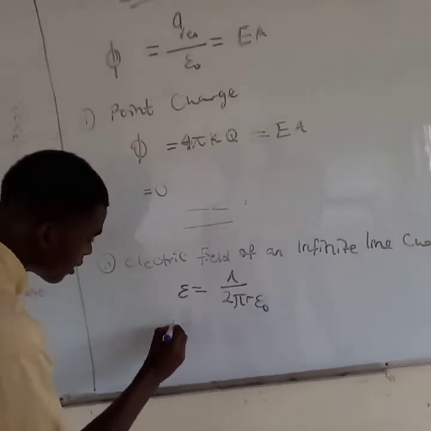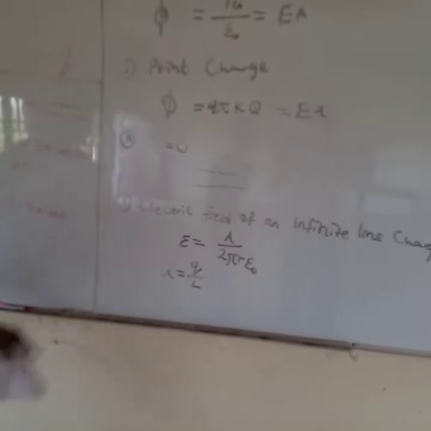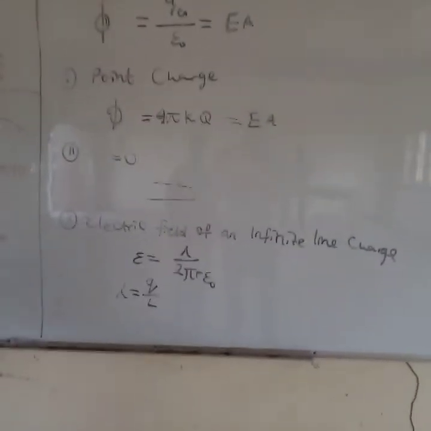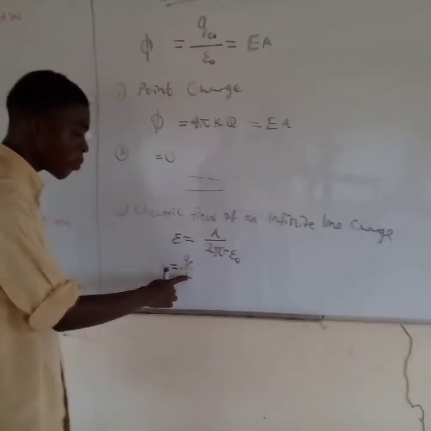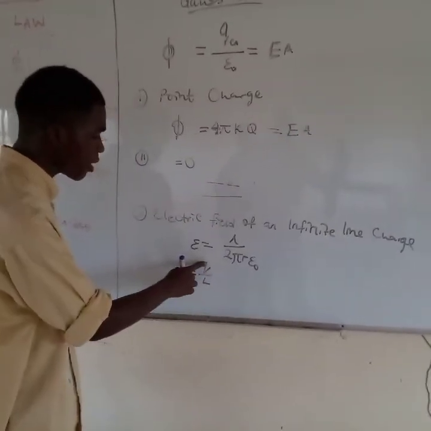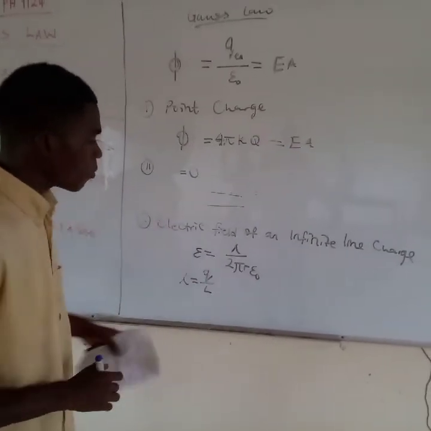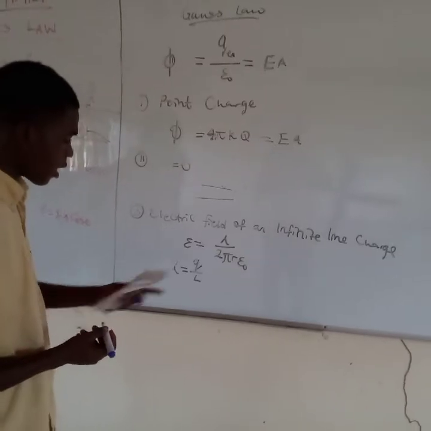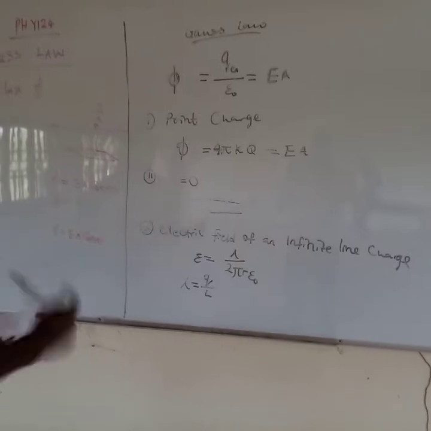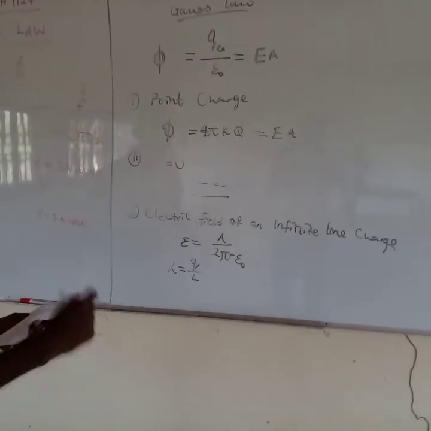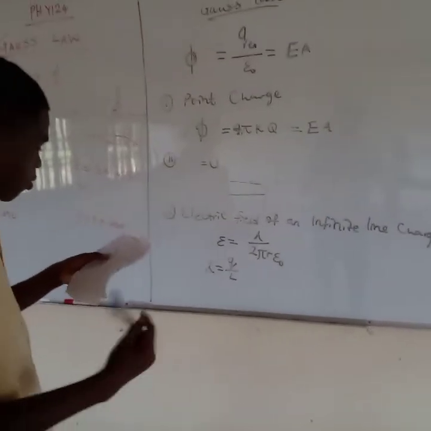Now, this lambda is called line charge density. Line charge density is defined as charge over length. While epsilon is the permittivity of free space, r is the radius of the surface of the conductor. Don't worry, when we begin to solve problems under this, we'll begin to get more of the application.